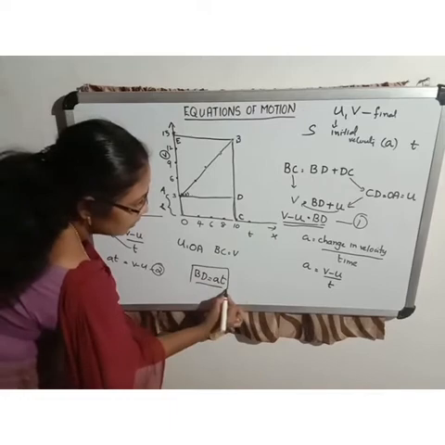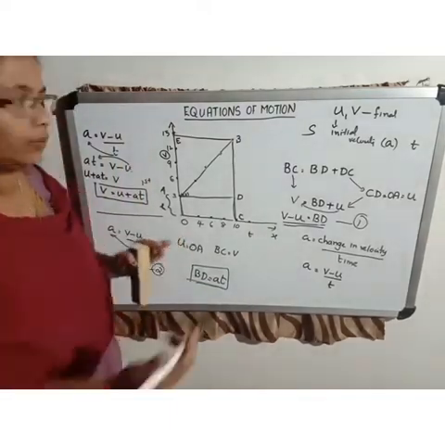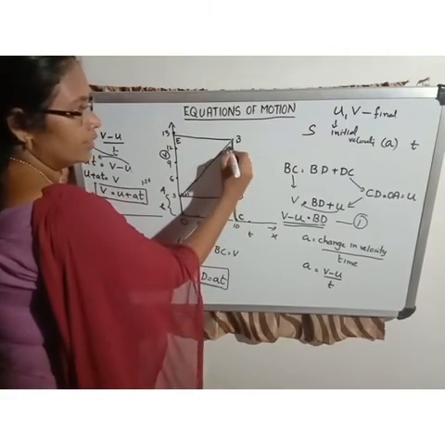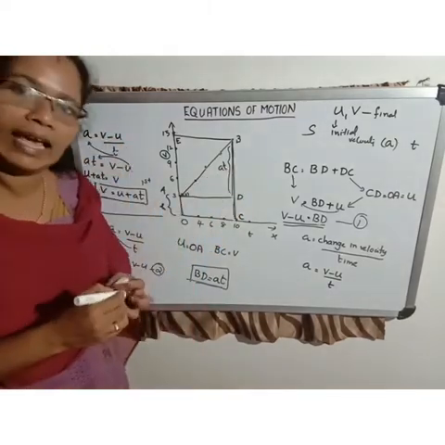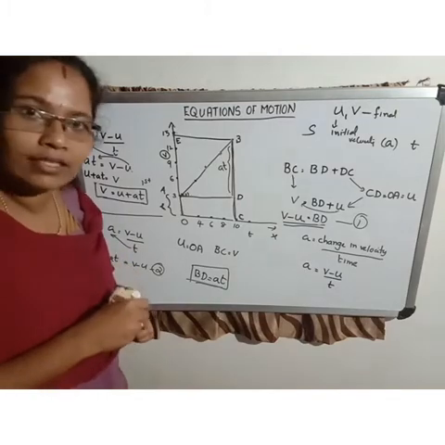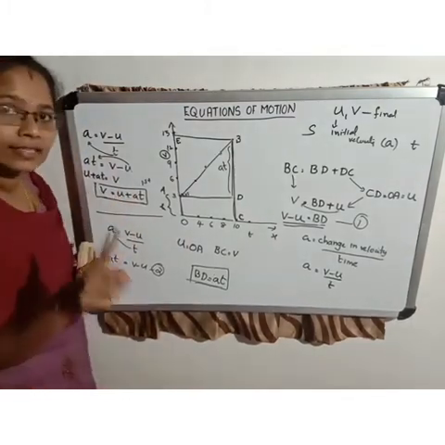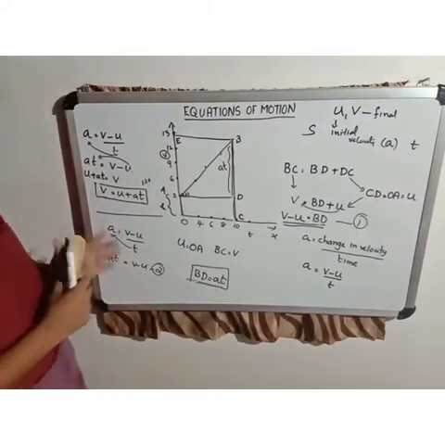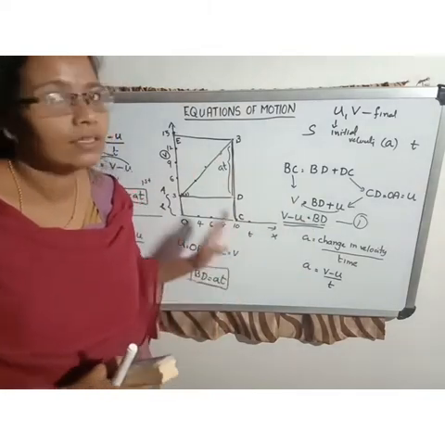Here, this value we are going to use in the next derivation, which means this length BD. This length is called at. They are giving that length is at. So in this video we derived the first equation of motion, and at the same time we got a value for BD. So we have the first equation of motion, and we got the value of BD.